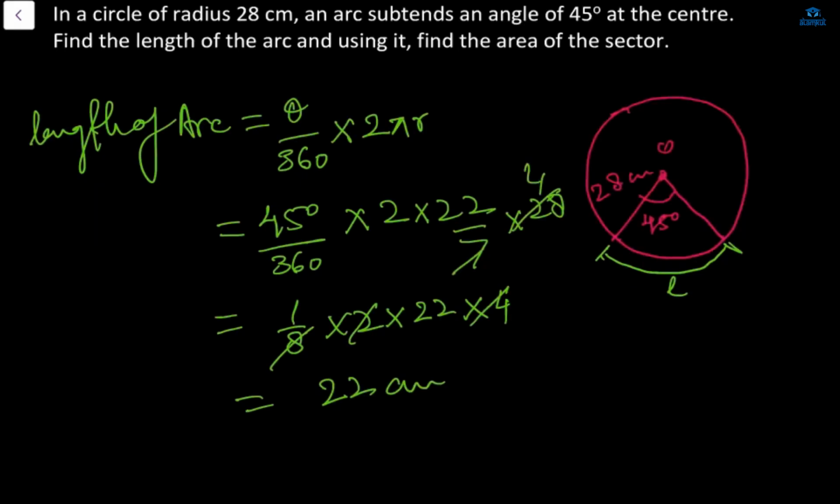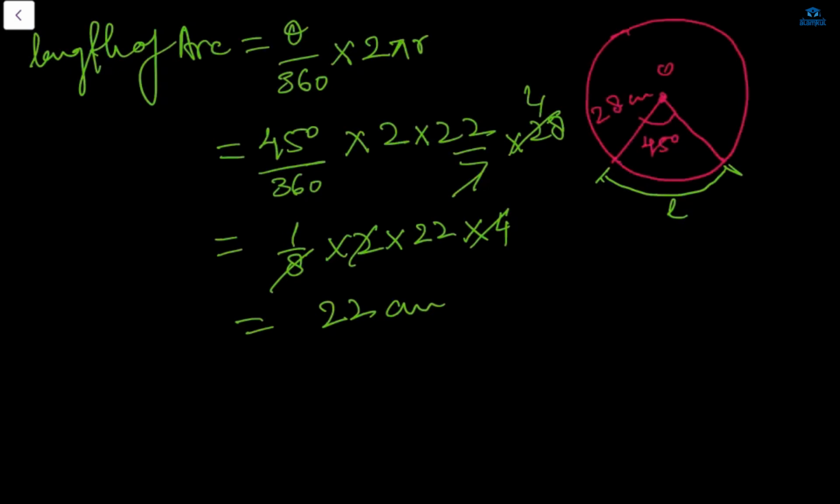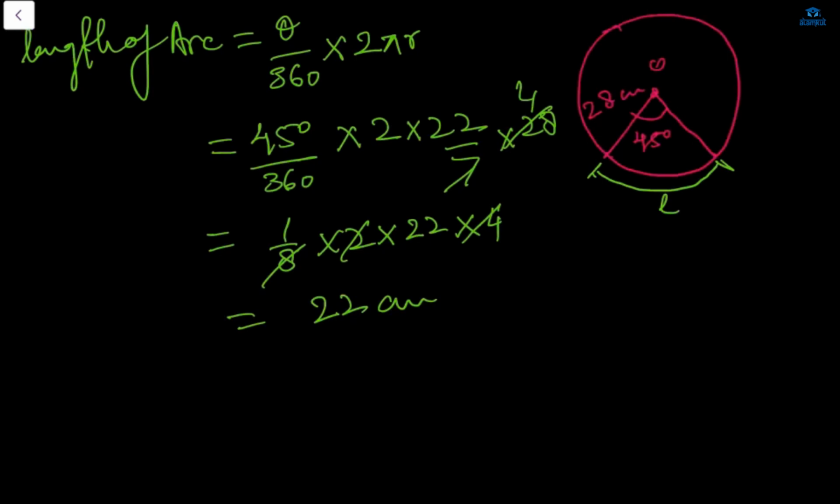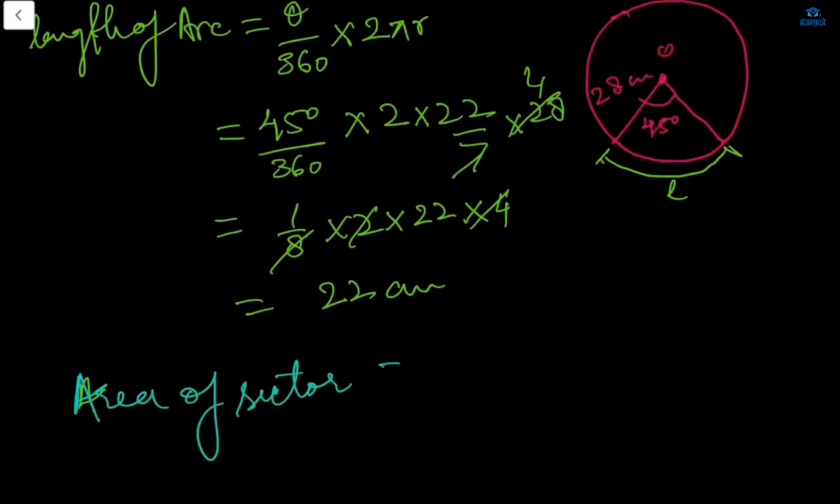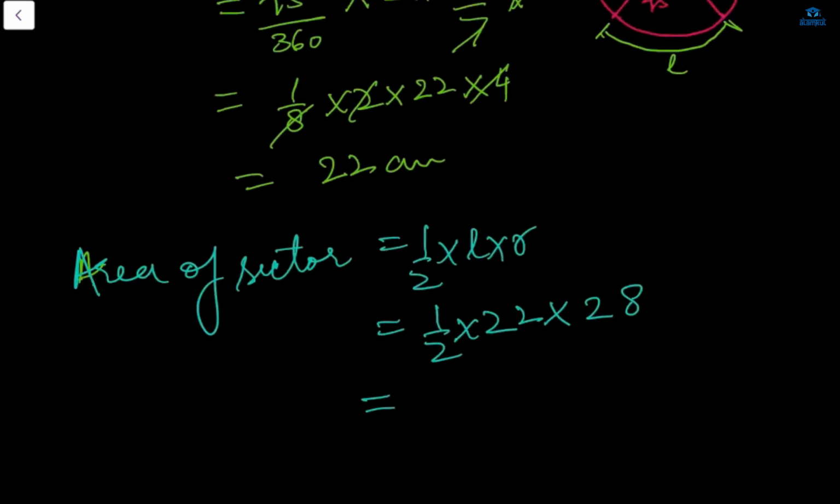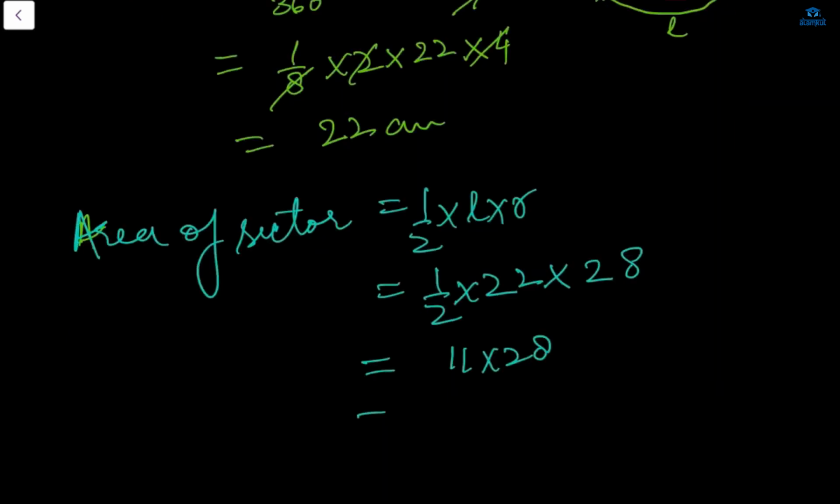Now you have to use the same length to find the area of the sector. What is the area of the sector? Area of sector is equal to half L into R. Half L value we have already found out, and R is 28. So 11 into 28 centimeters. Any doubt? Vidoniel, Safia, Shazan, any doubt? So we have covered the area of the sector.